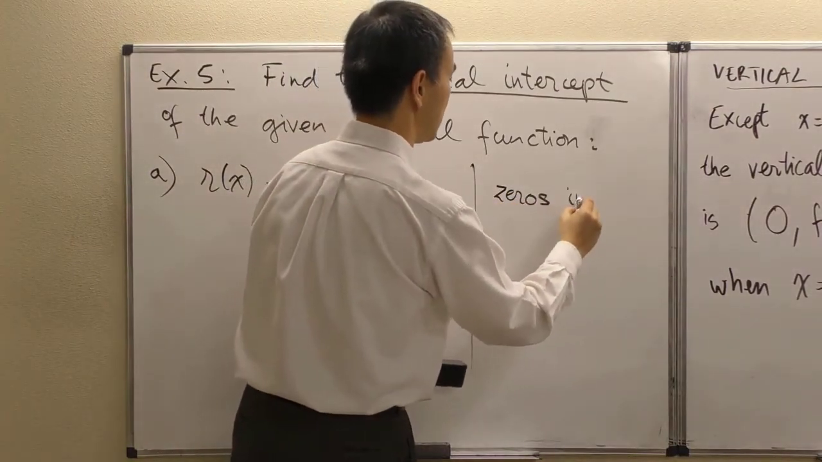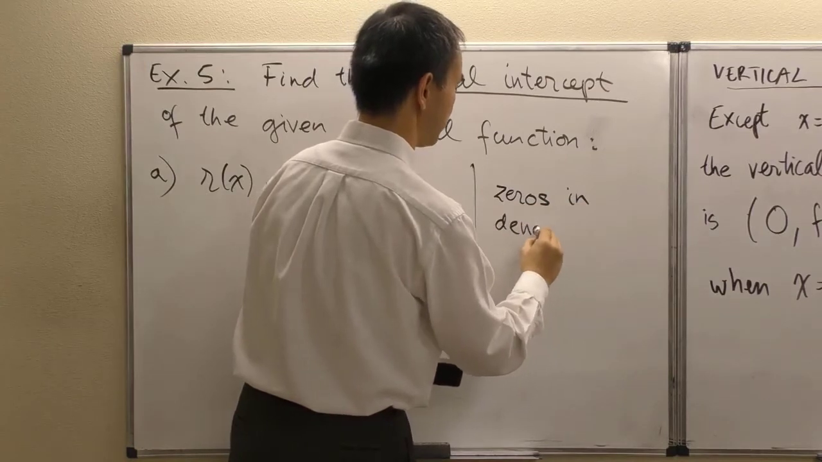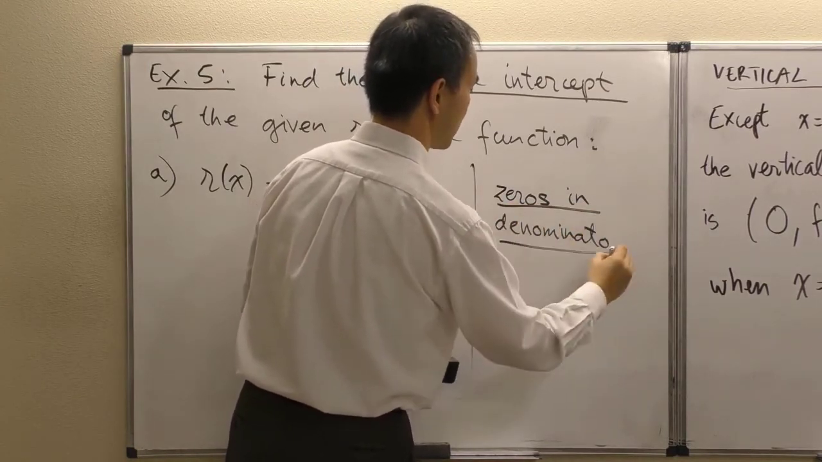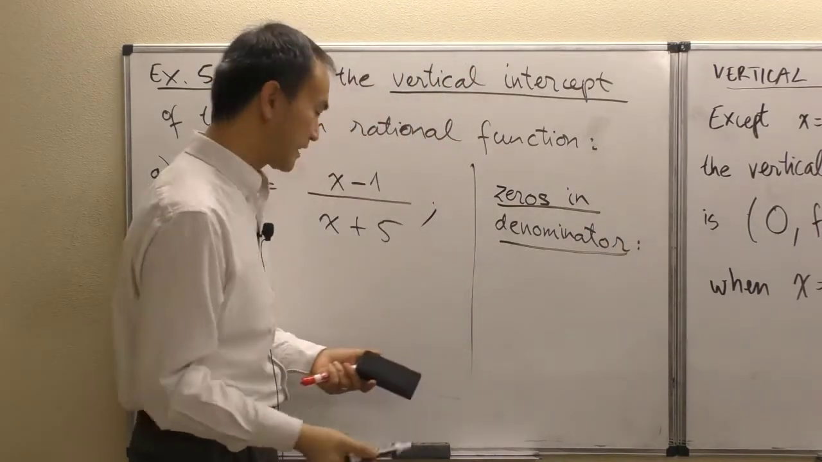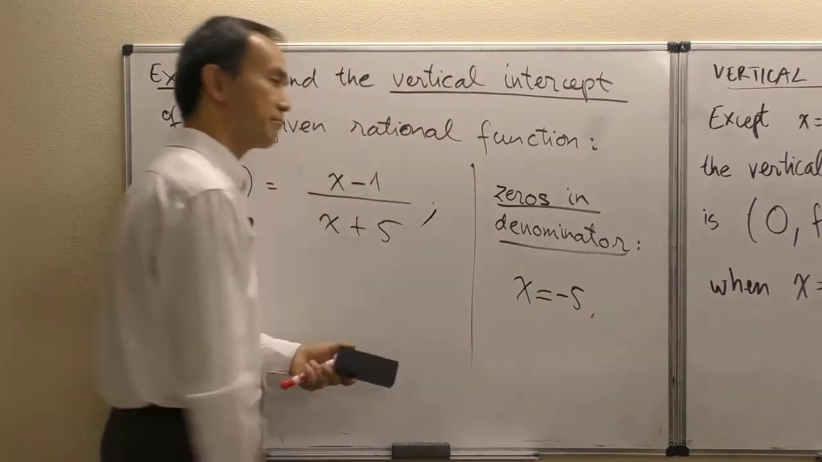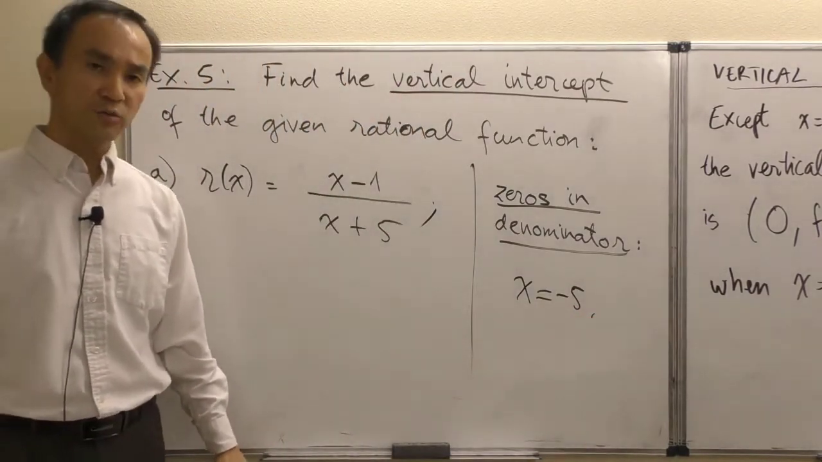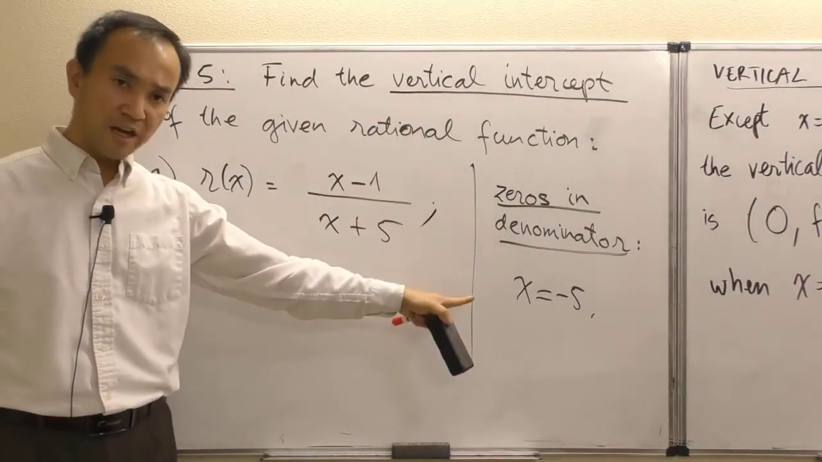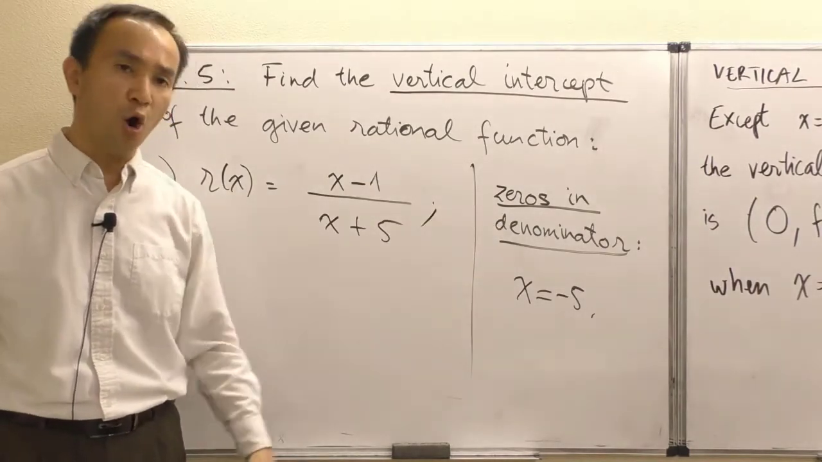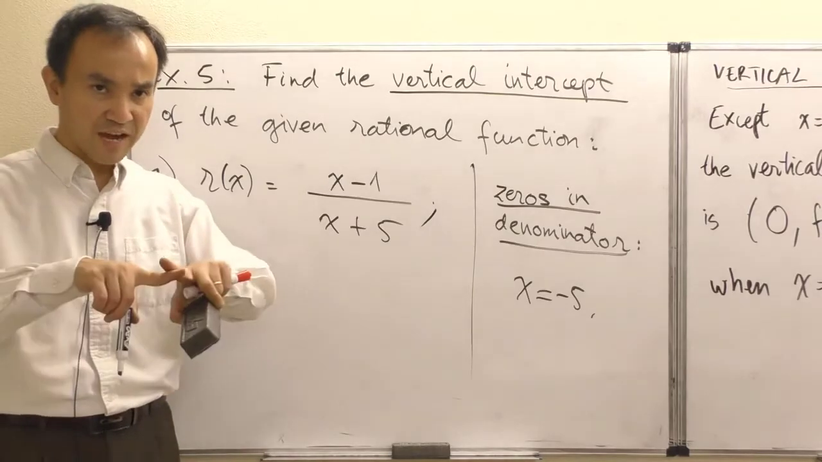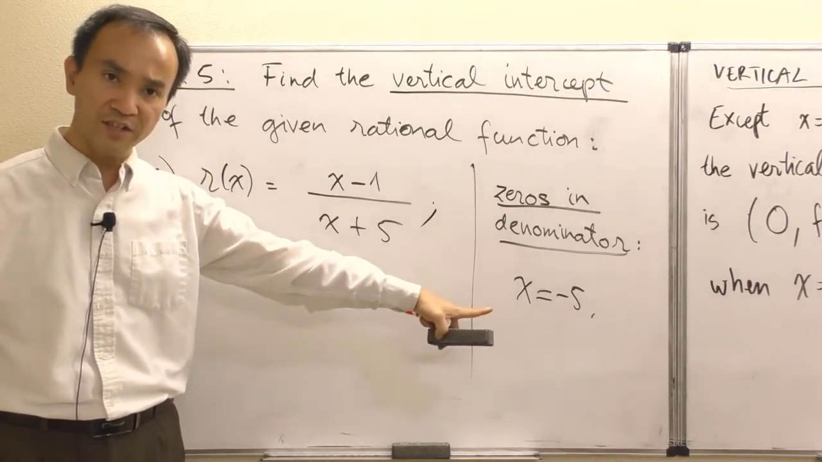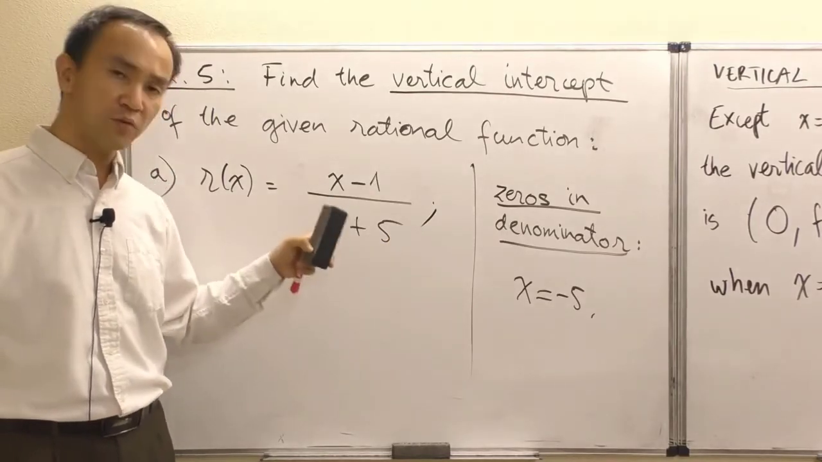Zeros in the denominator, or another way of saying domain. So 0 in the denominator is at x = -5. That means it could be a vertical asymptote there, or it could be a hole there, or it could just be excluded from the domain. But the good thing is we only found one 0 in the denominator for this rational function.